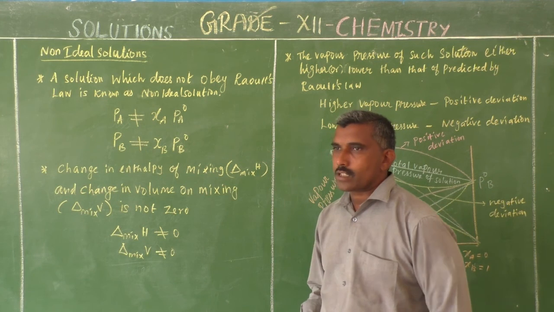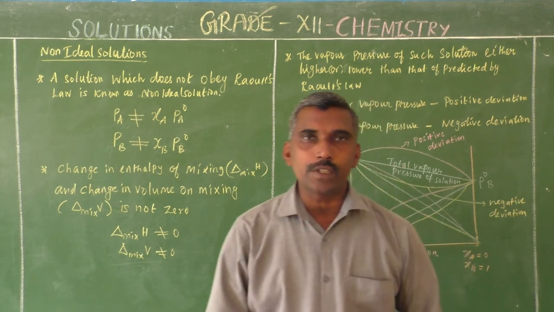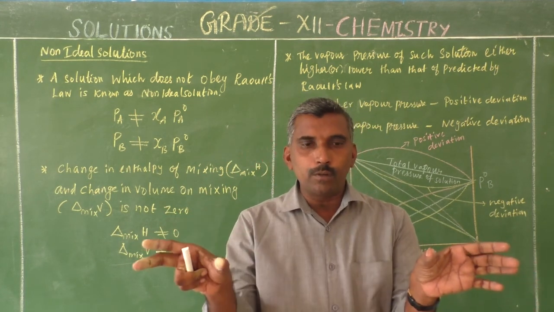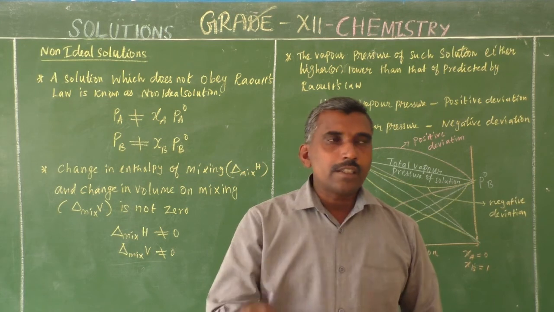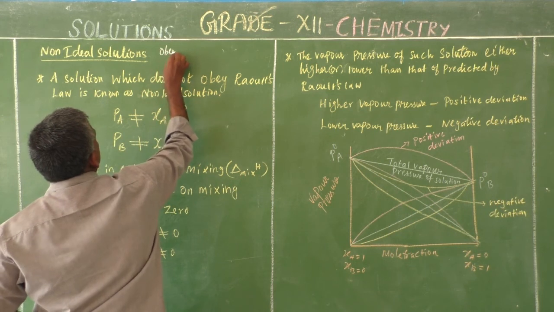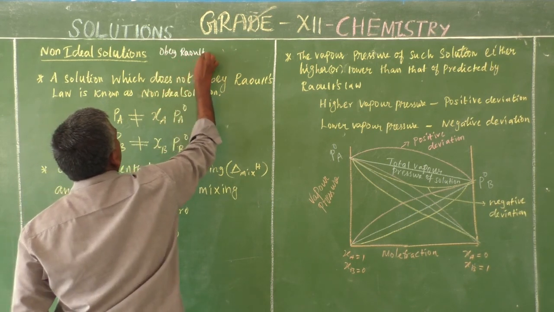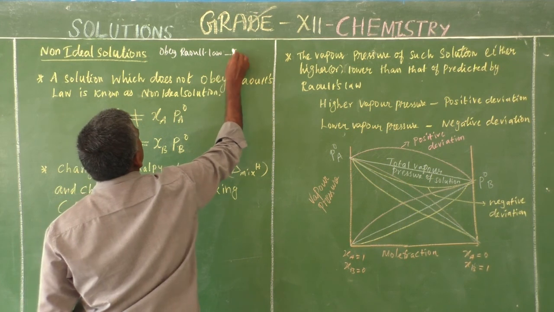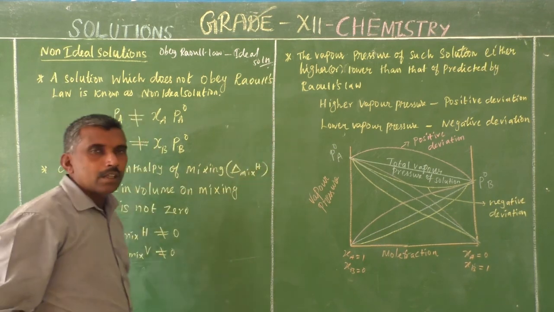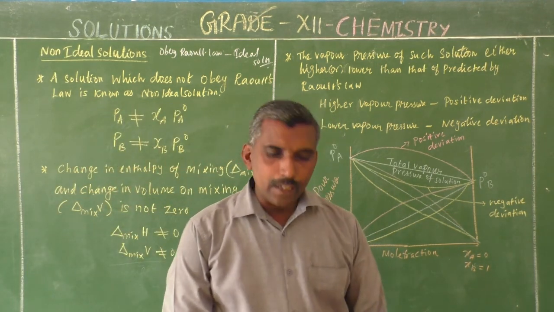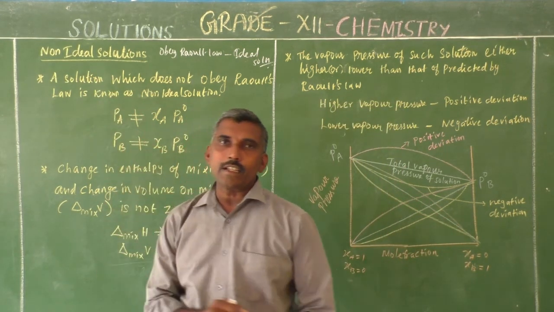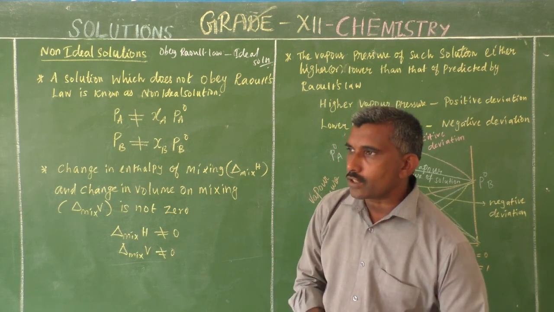First of all, what is the meaning of an ideal solution? When two components, component A and component B, are mixed, and the resultant solution obeys Raoult's law, it is known as an ideal solution. But a 100% ideal solution is not possible. Some deviation is there, and that deviation is known as a non-ideal solution.